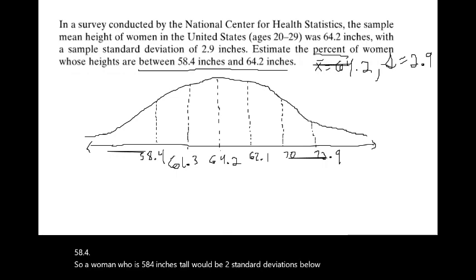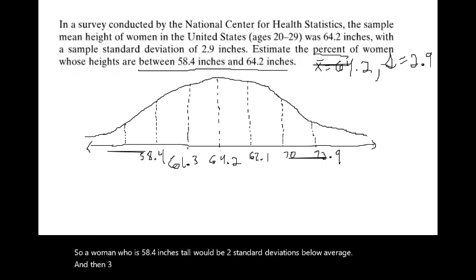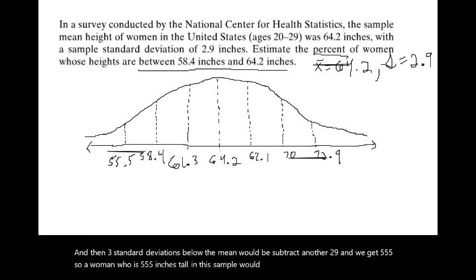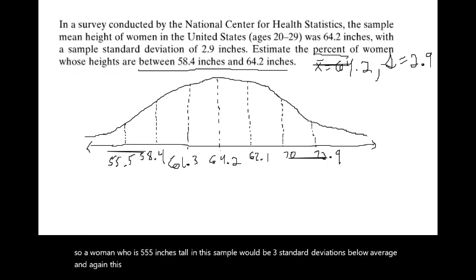And then 3 standard deviations below the mean would be subtract another 2.9, and we get 55.5. So a woman who is 55.5 inches tall in this sample would be 3 standard deviations below average. And again, this is getting more and more unusual. The curve getting closer to the x-axis indicates that we have less data, so we're getting farther and farther away from the mean.